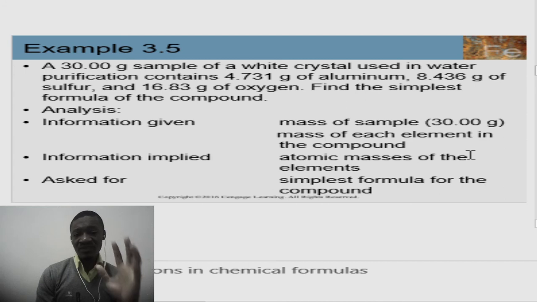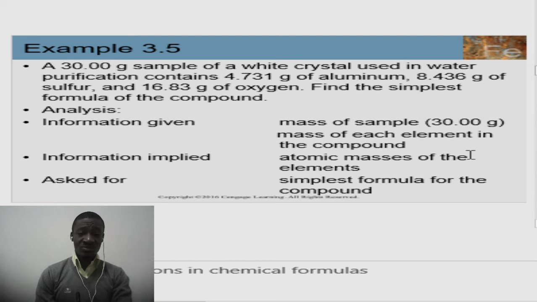Now, if I was to ask a question, how many elements are present in this compound? Yeah, you guessed it right. 3 elements are present in the compound, and it means that if you add the total amount in grams, you should round up to 30 grams. Oh, I think it should be 29.99. Let's take some margin of error here and there. So the question is, find the simplest formula of the compound.